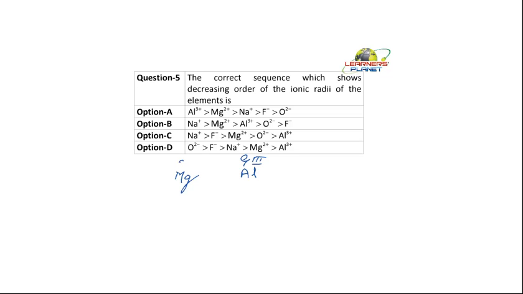Then we have got magnesium, group 2. Then we have got sodium, group 1. Which group? That is in the periodic table. Then we have got the anions, that is, F minus and O2 minus. So students, always remember, anions have got a bigger size than cations.